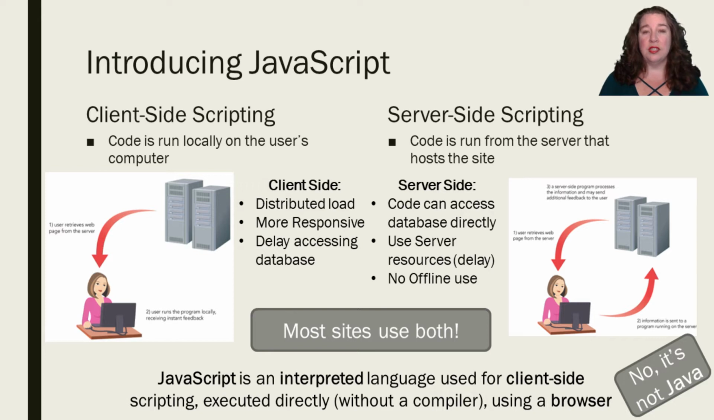A lot of sites are gonna use both, but in this course, we are just gonna be doing client-side scripting using JavaScript. Now, JavaScript is not Java. First off, Java and JavaScript, completely different languages, have nothing to do with each other. JavaScript is an interpreted language used for client-side scripting and is executed without a compiler, that's what it means by interpreted, using the browser to run through the script. Some languages require a compiler to compile the code and then run it. JavaScript doesn't. It's an interpreted language, so it's just a scripting language.